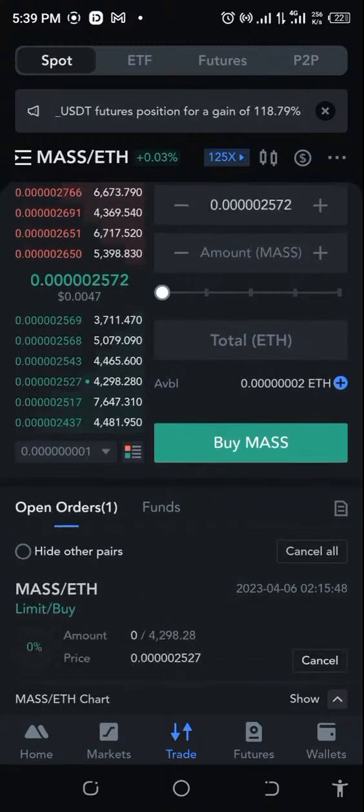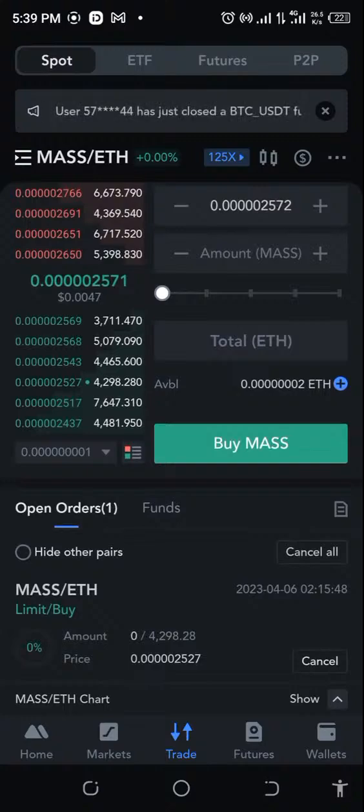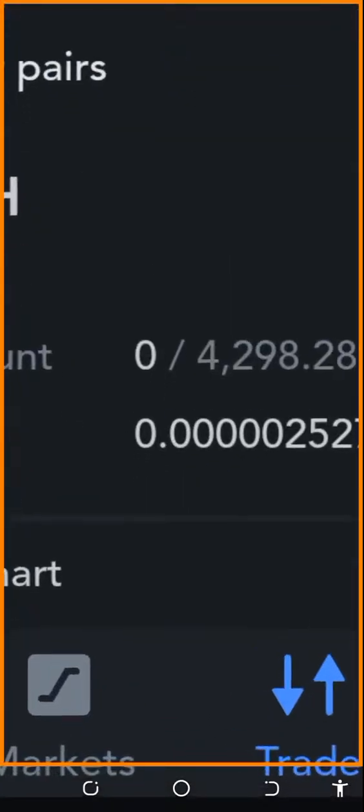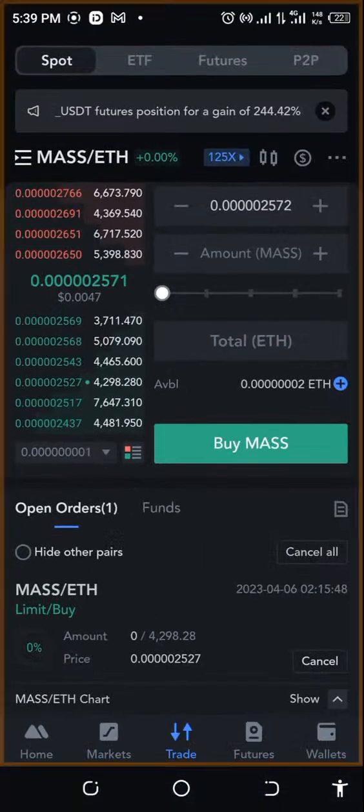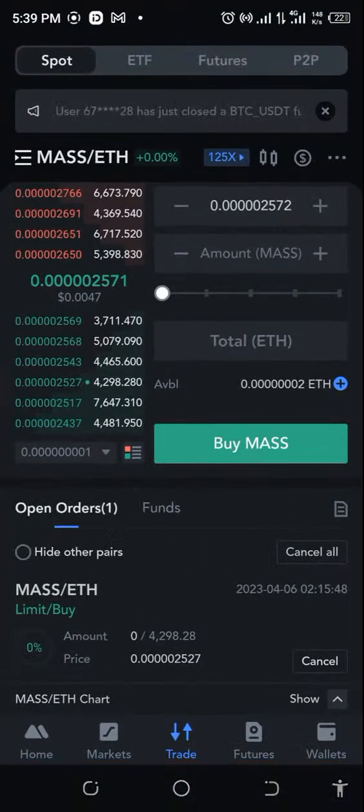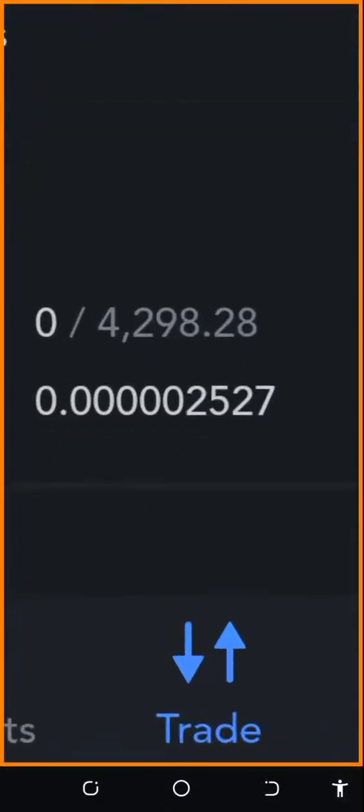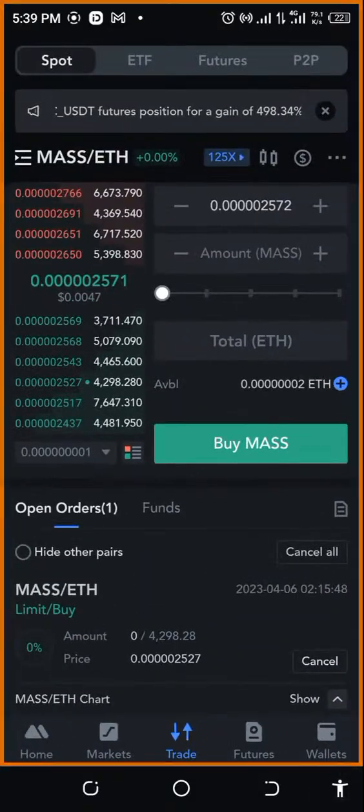So I'm going to have to cancel this, because if I go ahead and try to sell it, look at the time, look at the price right now. This was the price where we fixed it to buy our MASS. As you can see, we fixed the price for us to buy it at 0.00002527. Look at the price right now.